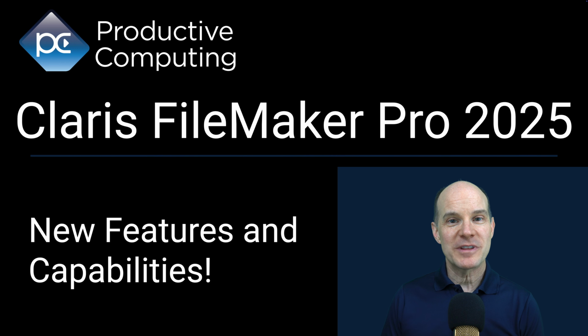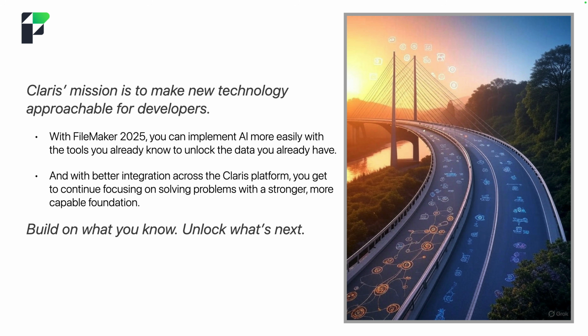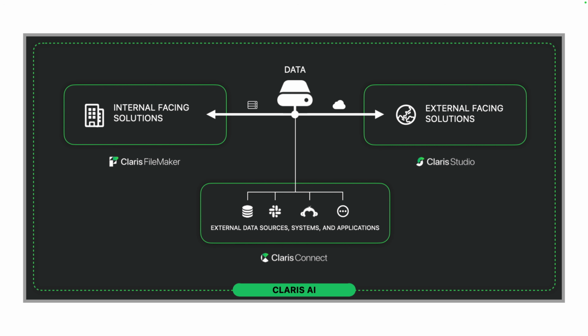Okay, let's explore the key features of FileMaker 2025. First, we see Claris's mission is to make new technology approachable for developers. I can personally vouch for this, and also say that with 2025, AI is very easy to integrate, at least to get started. This version does take advantage of everything you know, and will easily enable you to unlock what's next. Let's review the major components of the platform.